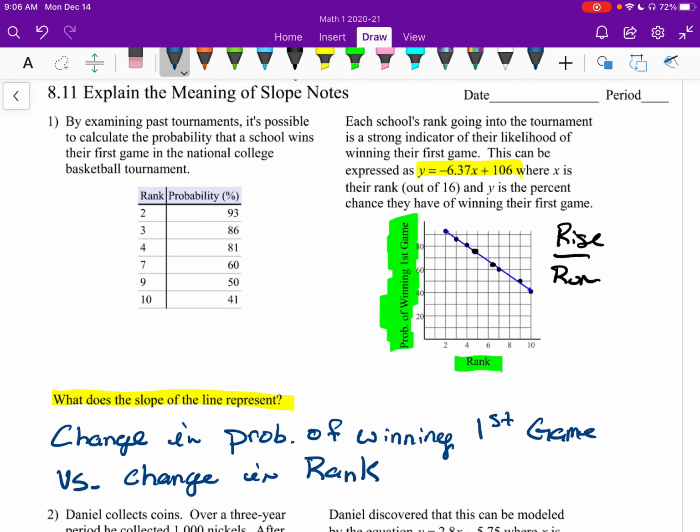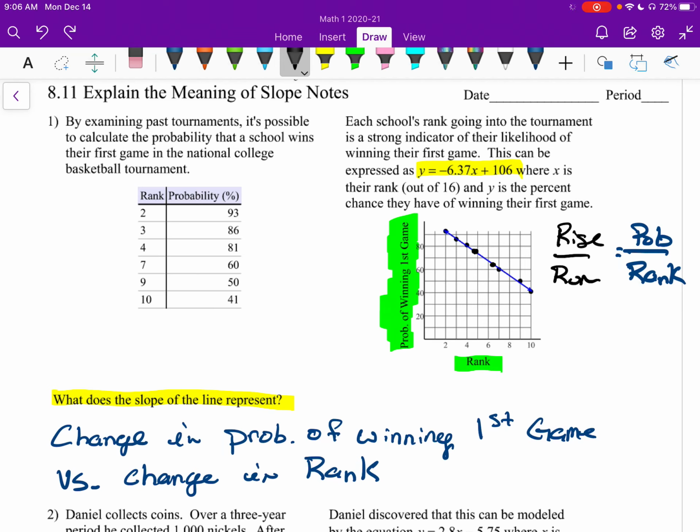Right? What I said there is, if we go back to our rise over run, rise means the probability, and then the run is the rank. So what I said in words down here is the change in probability of winning the first game versus the change in rank, right? I just had my 2 fractions there. And I know this might be like a, well, duh, but they sometimes can get wordy and they sometimes can get confusing. But that is an appropriate answer.